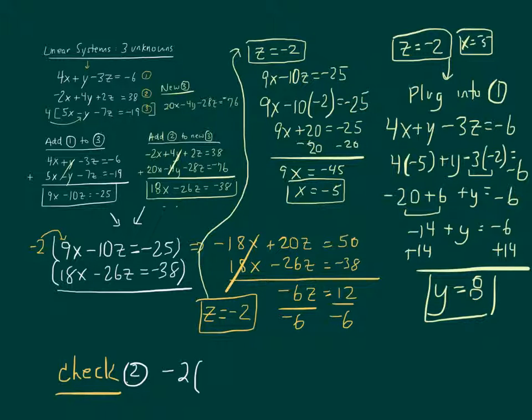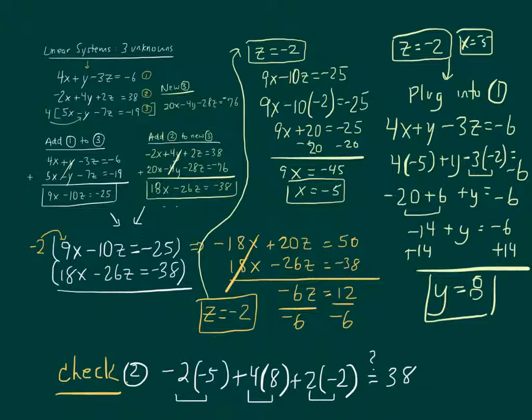So negative 2 times x, which is negative 5, plus 4 times y, which is 8, plus 2 times z, which is negative 2. Z is negative 2. And let's see if that equals the 38 that we hope. So we have 10 plus 32, which is 42, minus 4 equals 38. So it's right. And hopefully this helped.